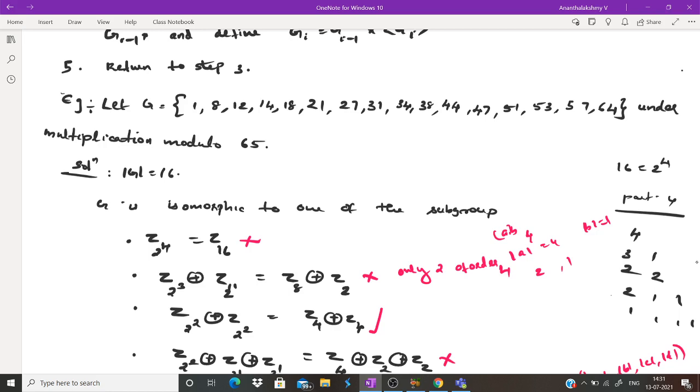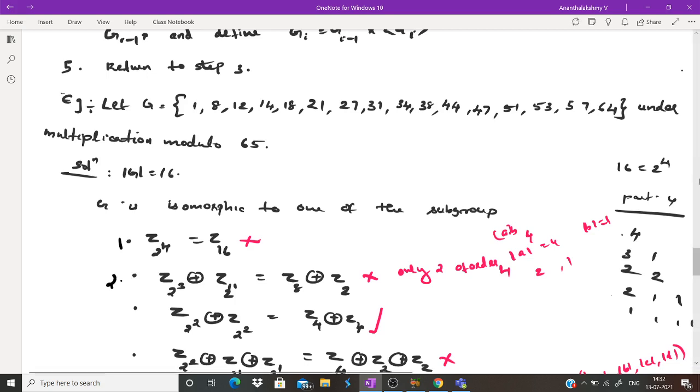16 can be written as 2 raised to 4. So now you partition 4: 4, 3+1, 2+2, 2+1+1, 1+1+1+1. In this way you can partition 4. Then you write, this is the first one, Z2 raised to 4, corresponding to this. Then the next is Z2 cube direct product Z2 raised to 1, the second one.